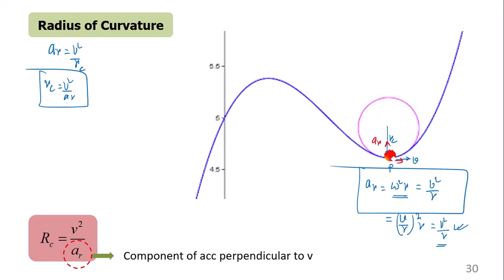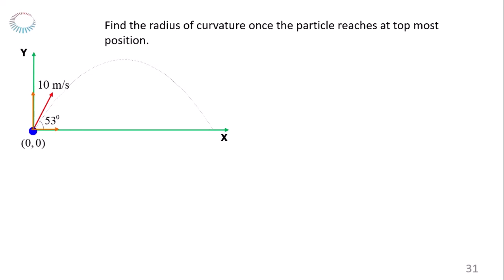So angle between AR and V should be how much? 90 degree. So the component of acceleration perpendicular to V is what acts as AR. Clearly, the AR should be perpendicular to V; then only you can use that AR. Otherwise, take the component which is perpendicular to V. Okay, so let us do this.